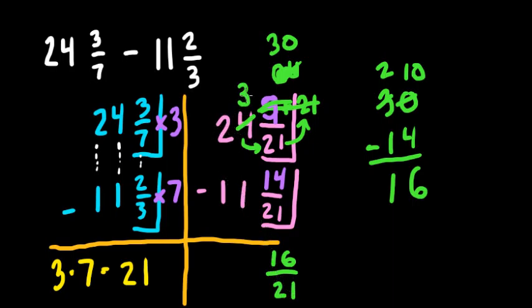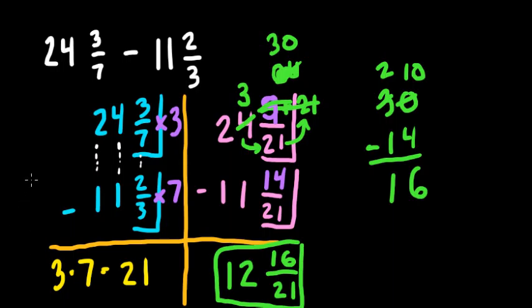So up here I've got 3 in the ones digit, and I'm going to take away 1. It gives me 2. And I got 2 take away 1. It gives me 1. And so there's my answer. It's 12 and 16/21. Okay, that's how you solve fractions.